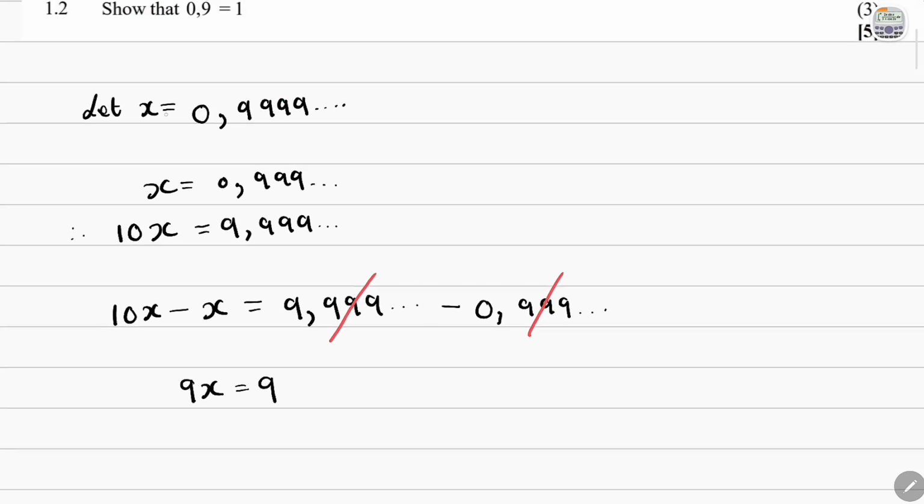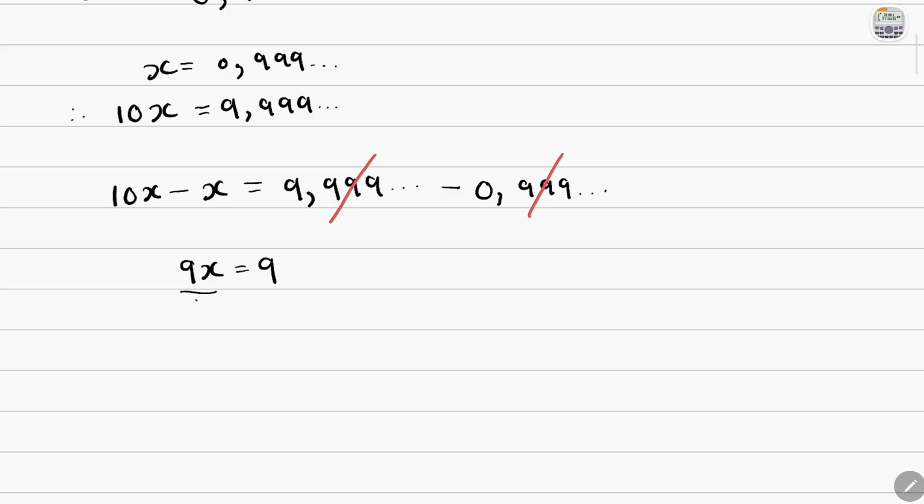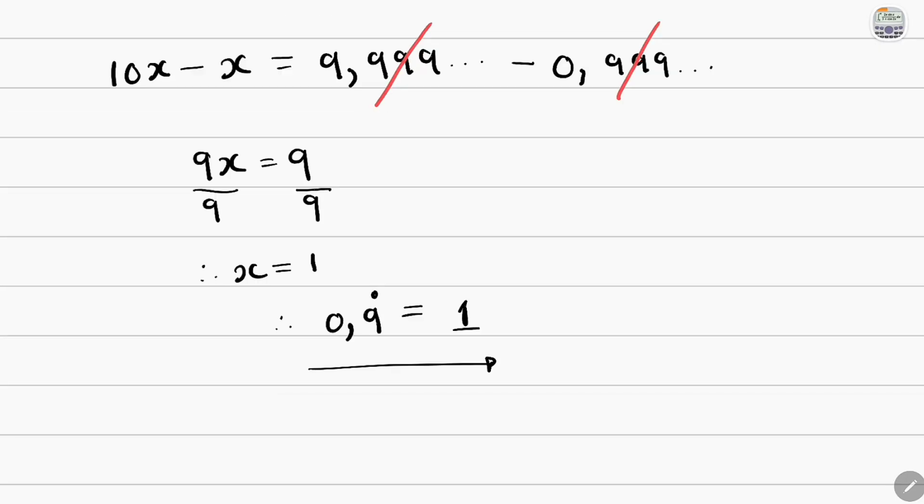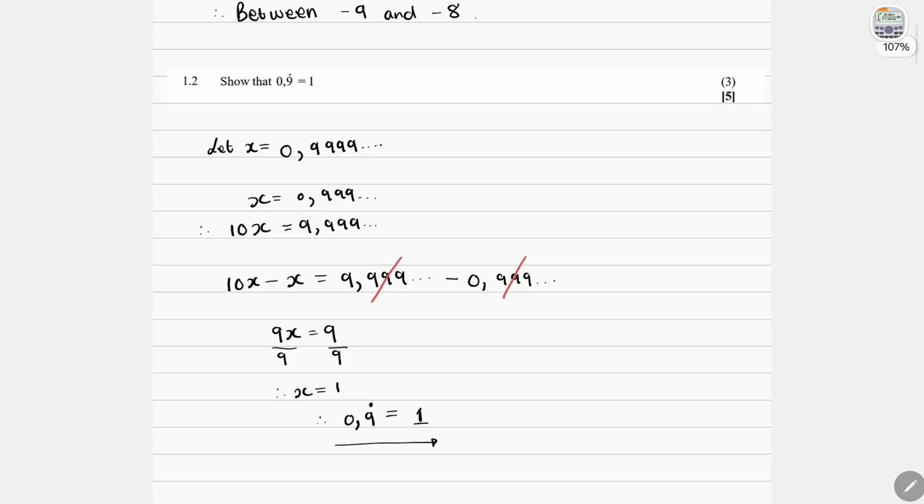And then solve for x, okay? Because we're trying to find x, which is 0.9 recurring. And so divide both hand sides by 9. And do you see now how x is simply equal to 1? So therefore, 0.9 recurring is equal to 1. And there we go. Okay, so that is it for that question. And that is it for question 1.